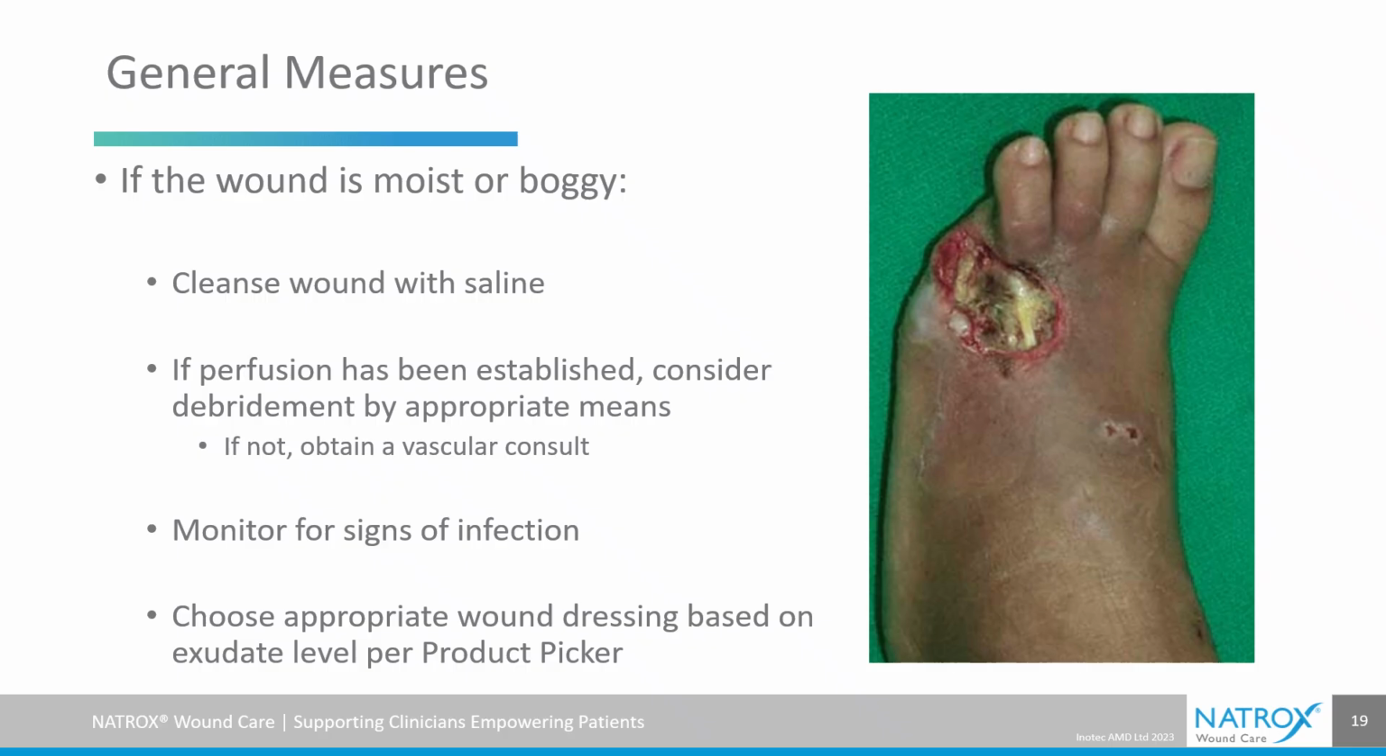If the wound is moist or boggy, cleanse the wound with saline. If perfusion has been reestablished, consider debridement by appropriate means. If perfusion has not been reestablished, obtain a vascular consult. Monitor the area for signs of infection and choose the appropriate wound dressing based on exudate level per the protocol product picker.